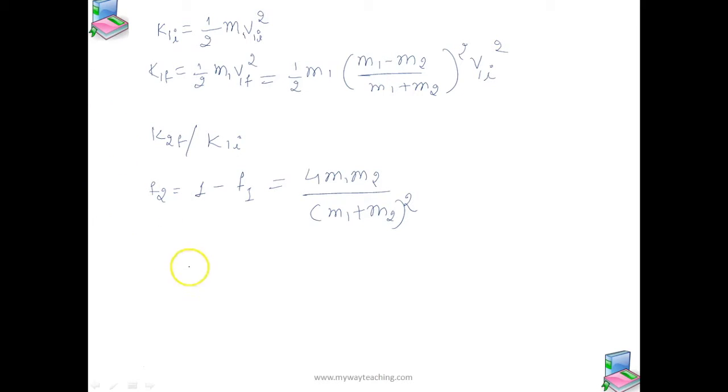If you consider m2 is equal to 2 times m1, and if you substitute that in the equation, that is the fractional kinetic energy f1, which is given by K1f by K1i.